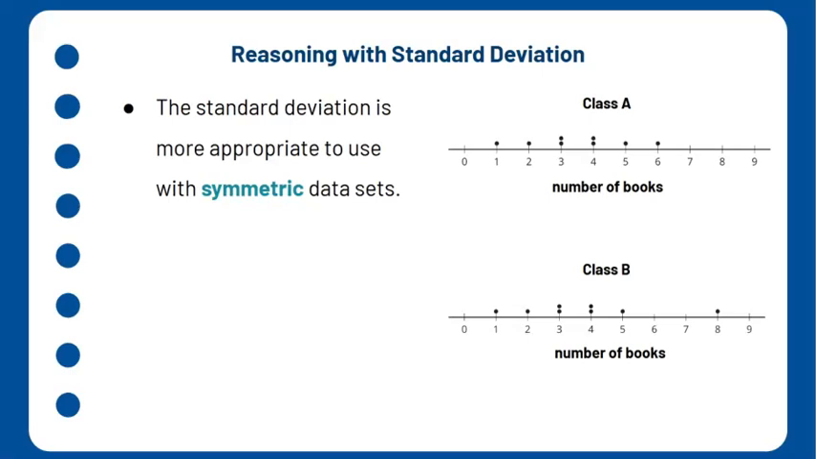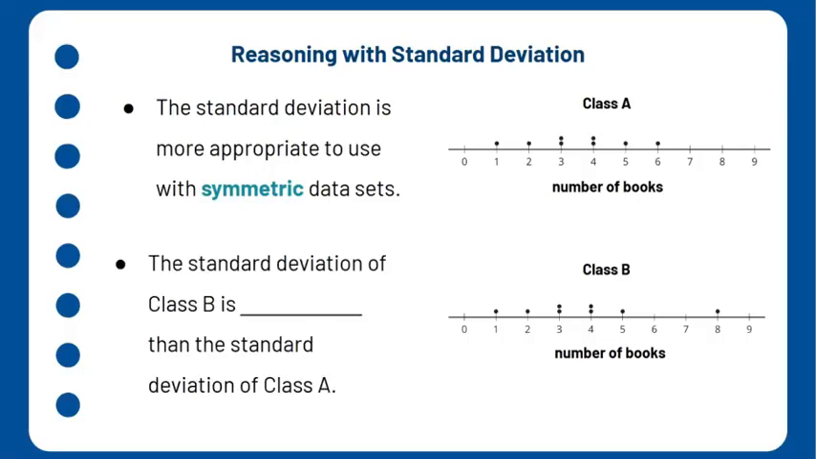Now let's reason with standard deviation given the two dot plots. Based on the distribution, is the standard deviation of Class B greater than or less than the standard deviation of Class A? The standard deviation of Class B is greater than the standard deviation of Class A. Overall, the datasets are similar. However, Class B had a student who read 8 books, while the greatest number of books read in Class A was 6 books. Therefore, there's more variability in Class B than Class A.